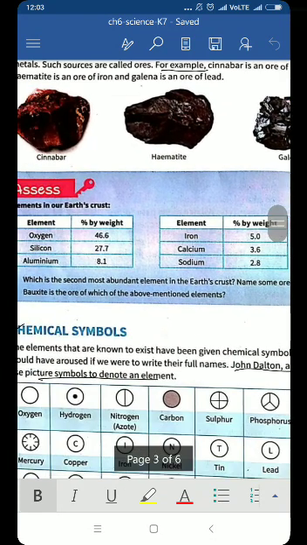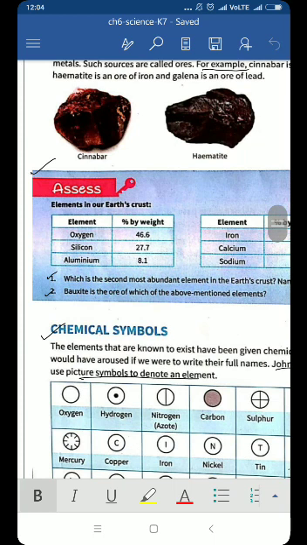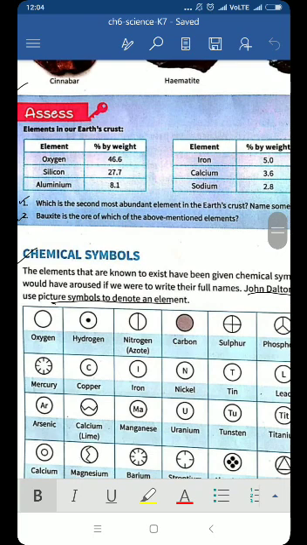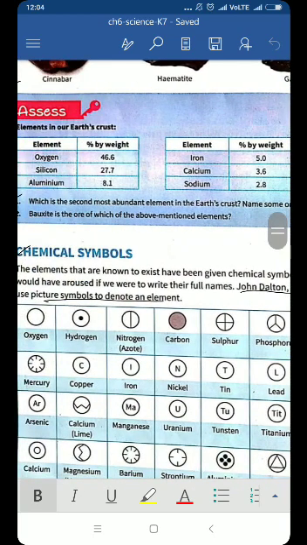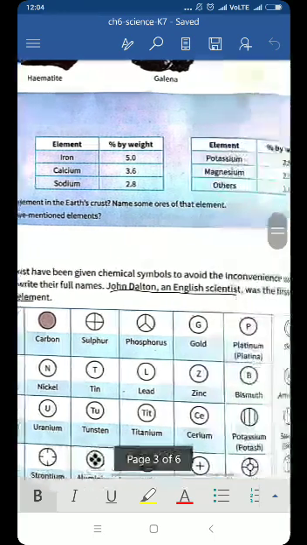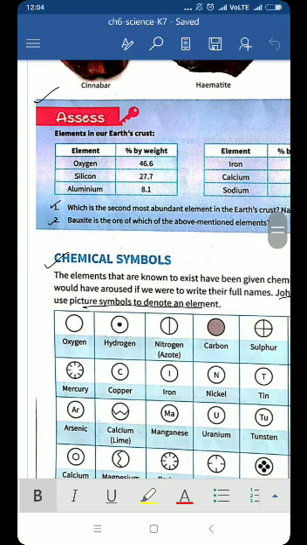Students, now we are going to solve the SS box key. You are given some elements and their percent by weight. For example, oxygen 46.6%, silicon 27.7%, and so on. You can go through the rest of the elements. The first question is, which is the second most abundant element in the Earth's crust? Name some ores of that element. The second most abundant element is iron, and the ores are magnetite and hematite. Second question is, bauxite is the ore of which of the above elements? Bauxite is the ore of aluminium.